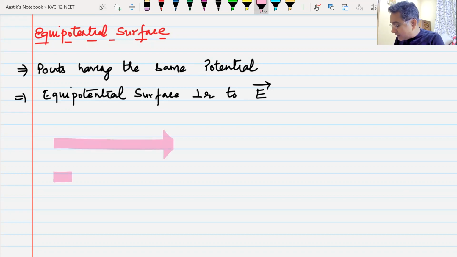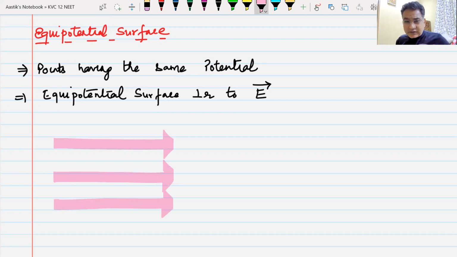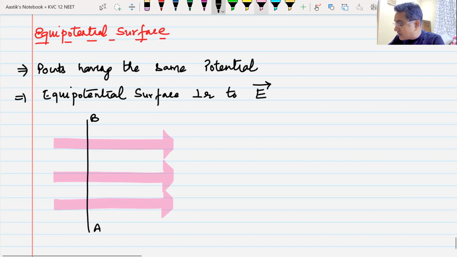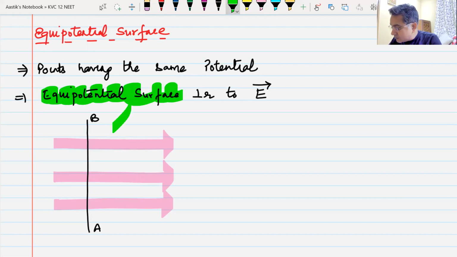Suppose your electric field lines are going parallel like this. Then if you move perpendicular to these lines, if you move from A to B, your potential will not change, and this becomes an equipotential surface. Do we understand this? Boys, are we there in the class? Yes, sir. This is your equipotential surface.